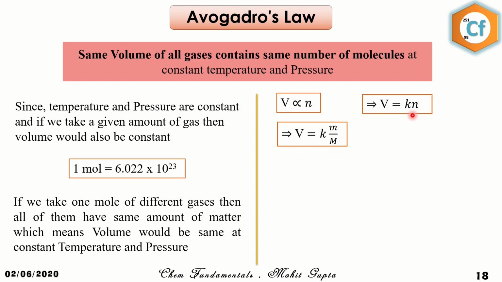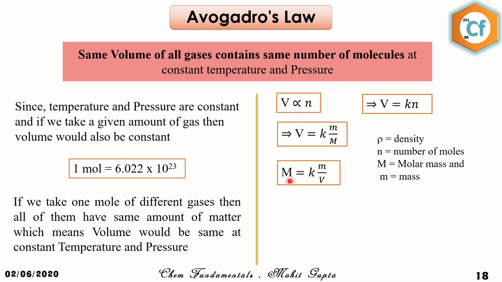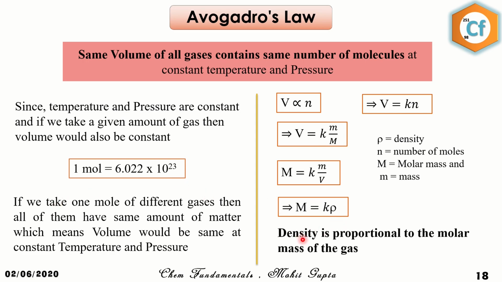So the number of moles can be defined as the mass of the solute divided by its molar mass. So I can write m divided by capital M, where small m is the mass of the gas and capital M is the molar mass. Now if I rearrange, I'll get M is equal to K into m divided by V. Mass per unit volume is your density, so I can replace it with rho. Now we can write M is equal to K into rho. Hence, I can say the density is proportional to the molar mass of the gases. Higher is the molar mass of the gases, higher would be the density. Hence, to keep the number of moles constant and the volume constant, the molar mass and density change with each other.